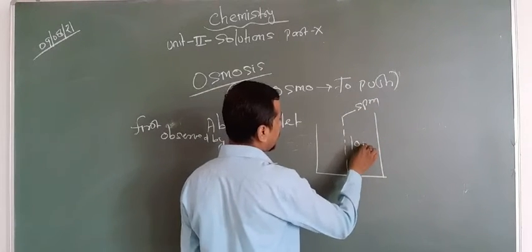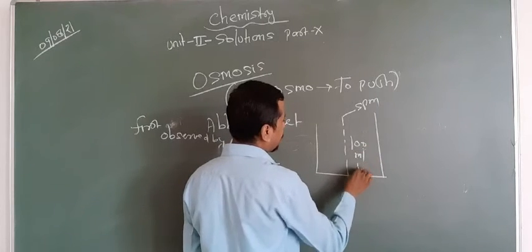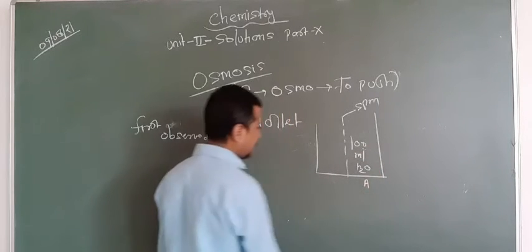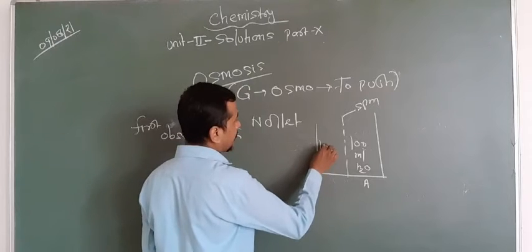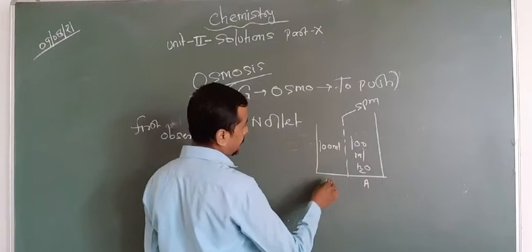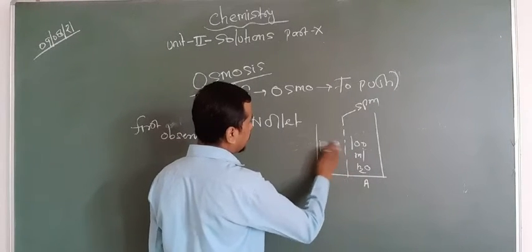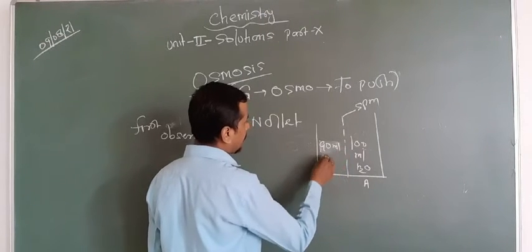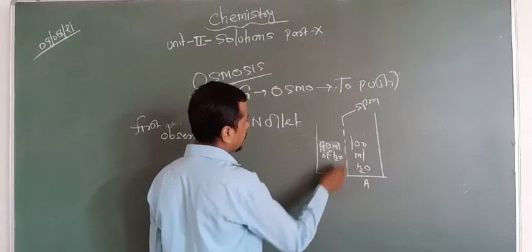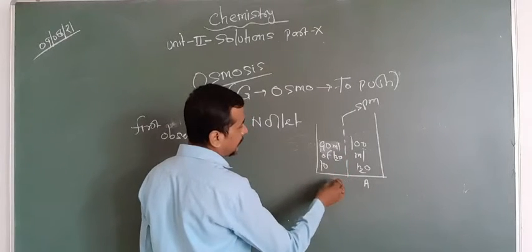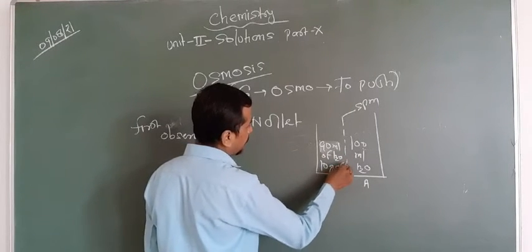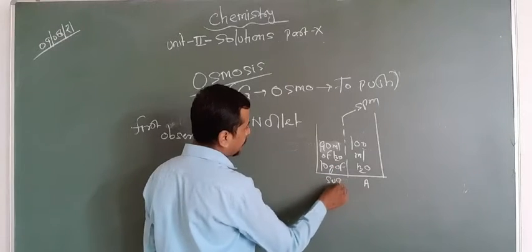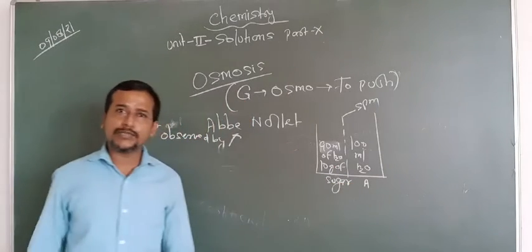Here we have taken 100 ml of water. This is container A. Here we have taken 90 ml of water and 10 gram of sugar. Are you getting this point or not?